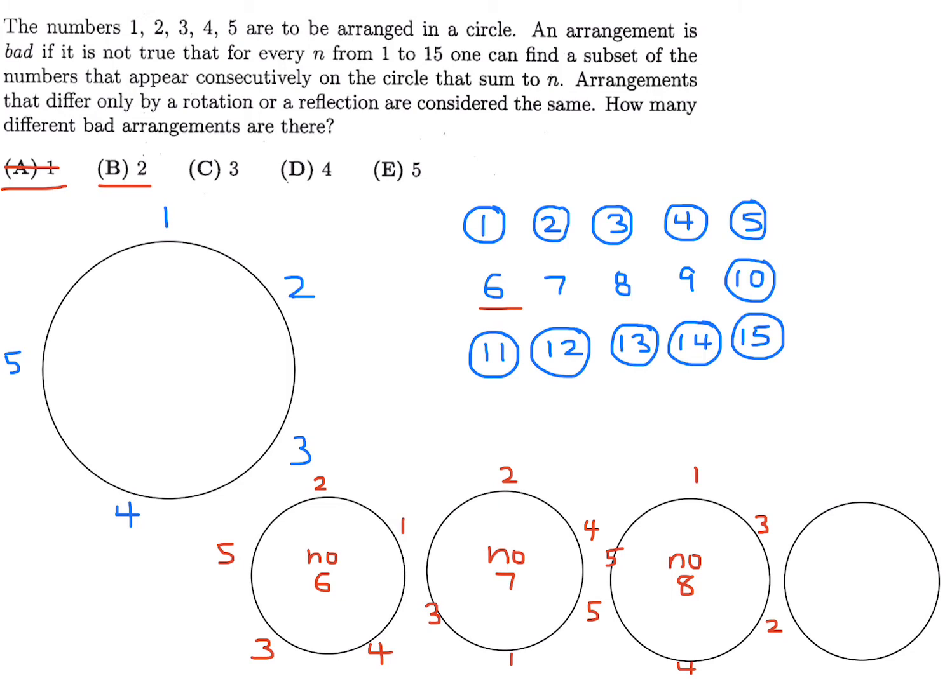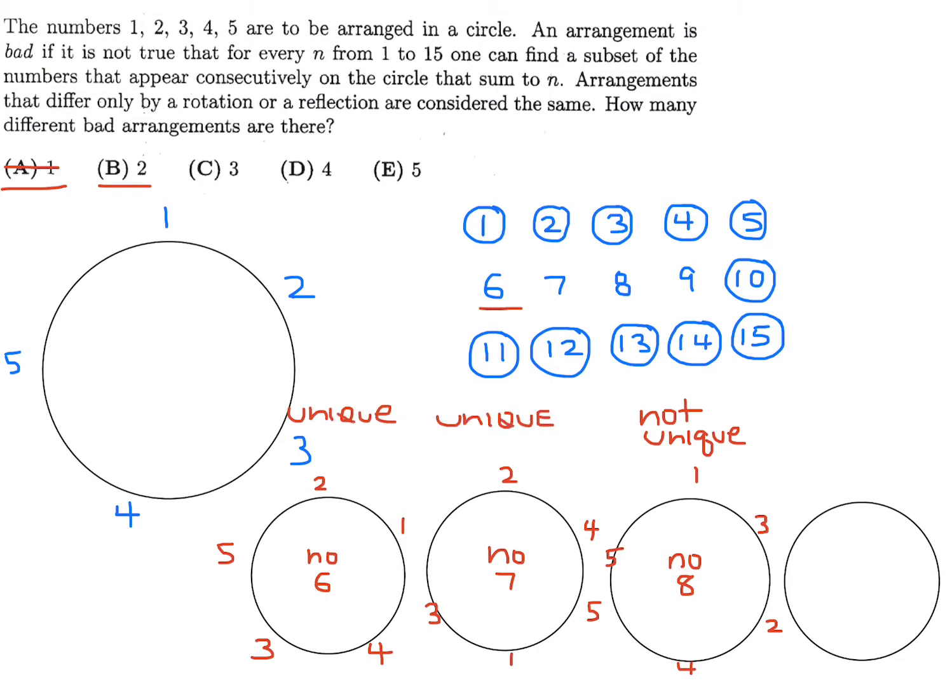Now you say, okay, well, we're up to 3, but here's the thing. Arrangements that differ only by rotation or reflection are considered the same. This one that I just drew, 1, 3, 2, 4, 5, is the same as this one. This is also 1, 3, 2, 4, 5. It's just rotated. So this is not unique. It's the same. Okay, so I really have only 2 unique so far. Unique here and unique here.